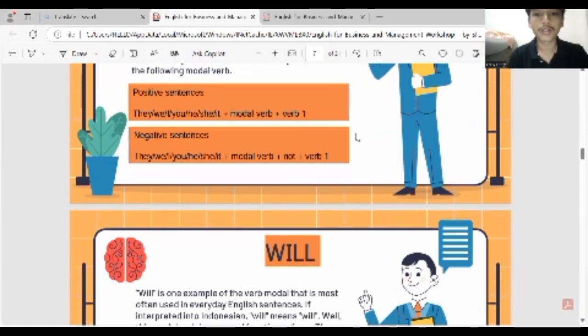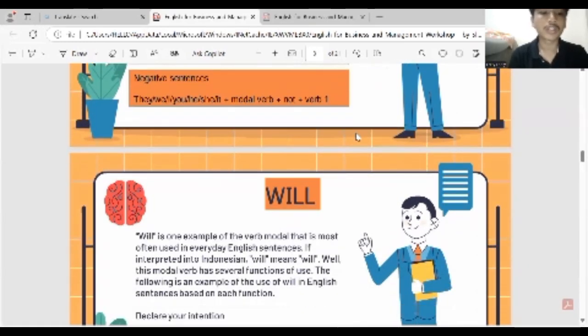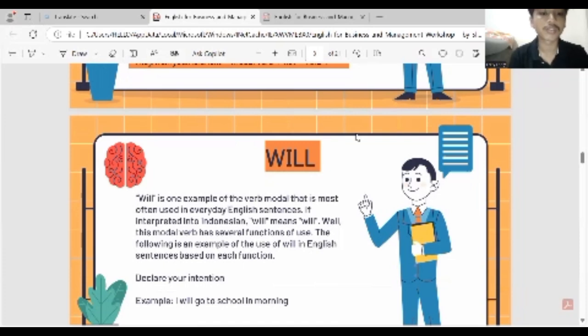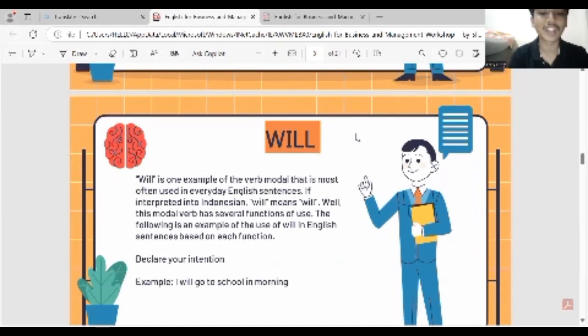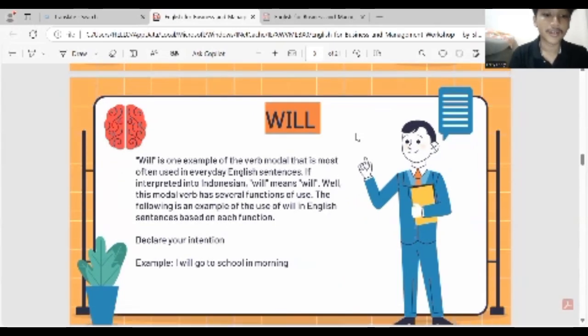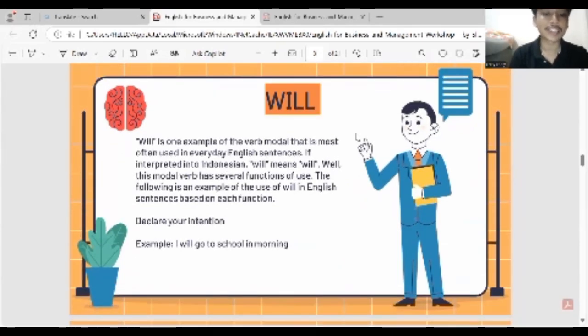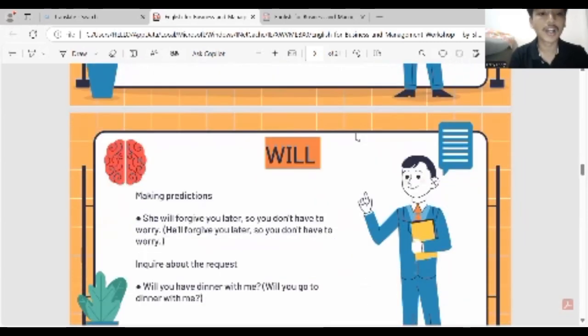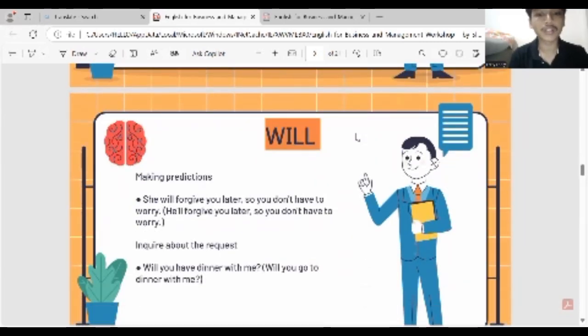The first modal verb is will. Will is an example of a modal verb that is most often used in everyday English sentences. If interpreted into Indonesian, will means akan. This modal verb has several functions. The following are examples of the use of will based on its function. Declaring your intention, example: I will go to school in the morning. Making a prediction: she will forgive you later, so you don't have to worry. Inquiring about a request: will you have dinner with me?